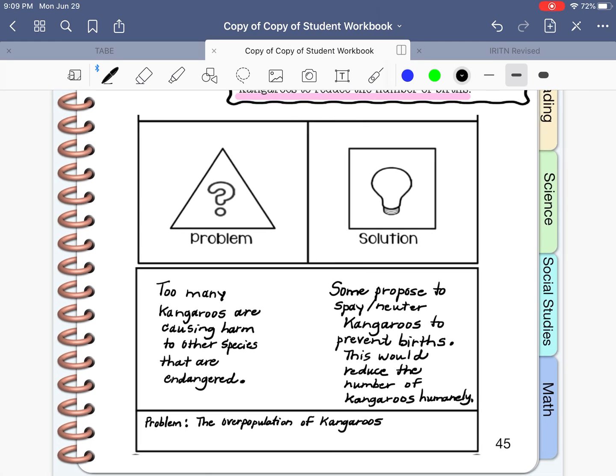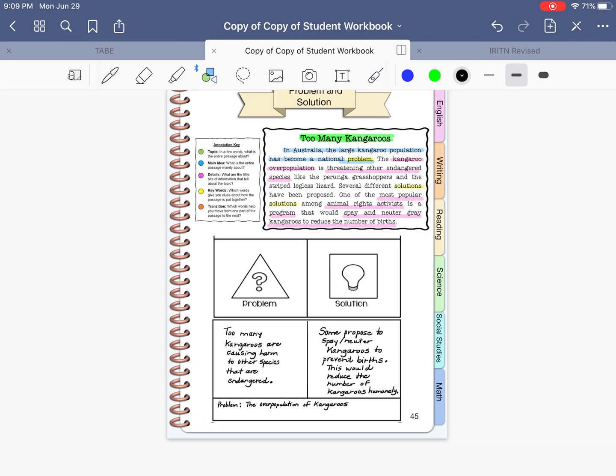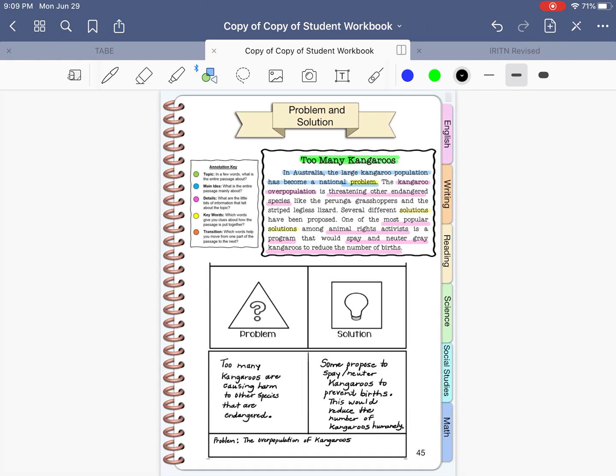The thing I want you to notice here is that whatever you put in your problem section under the problem door, the solution door should relate directly to that specific problem. The goal here is to match specific problems with specific solutions. And again, this paragraph is pretty basic. It's just to introduce you to the skill. In the next one, we'll look at a little bit more difficult passage and see if we can come up with the problems and solutions.